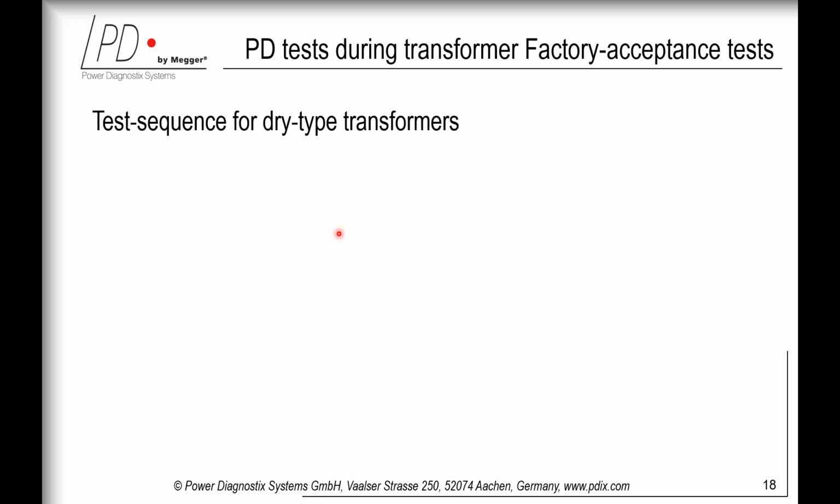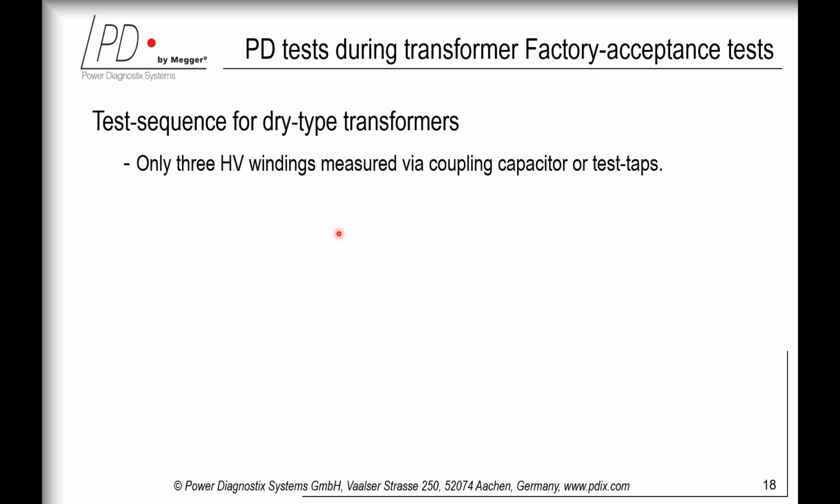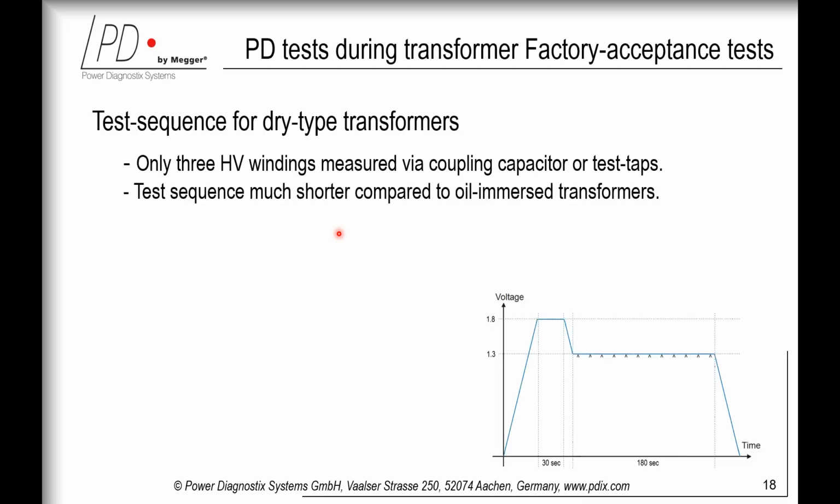Compared with the requirements for doing PD measurements on power transformers, PD testing on distribution transformers or dry type transformers is less complicated. For instance, only the 3 HV windings are measured. Due to the lower voltages, windings of distribution transformers often don't have dedicated test taps. So PD testing of distribution transformers is usually done using a coupling capacitor. Also, the test sequence is much shorter. However, the acceptance limit of 10 picocoulombs is over a factor 20 stricter compared to oil-immersed transformers.